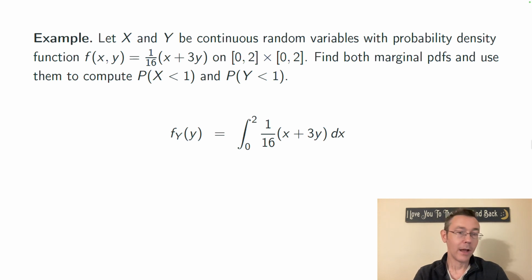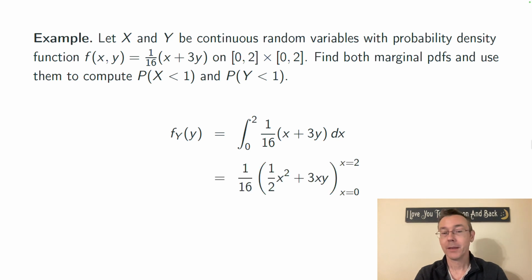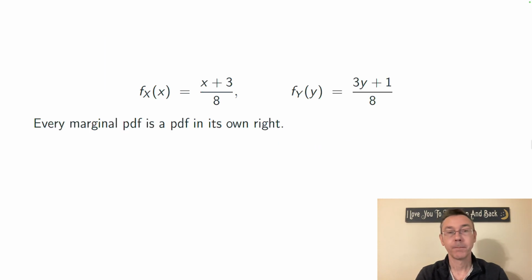Similarly, f sub Y of y is going to be obtained by integrating from x equals 0 to x equals 2. Now I do my antiderivative with respect to x, plug in x equals 0 and x equals 2, and this time I get the marginal PDF of (3y plus 1) over 8.